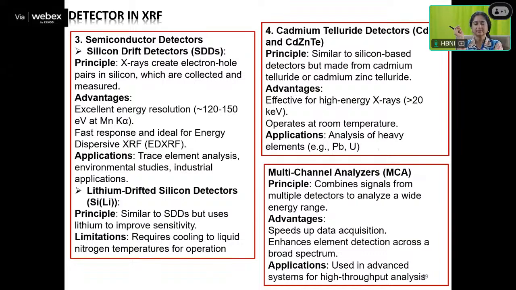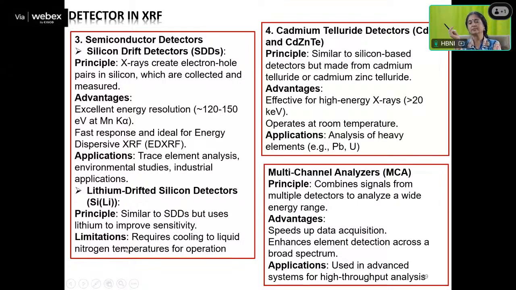Another one is the lithium drifted silicon detector, or Si(Li) detector. It is similar to the SDD in all cases, but it uses lithium to improve the sensitivity. Because of the lithium doping, it requires cooling by liquid nitrogen for operation. So you have to do that.